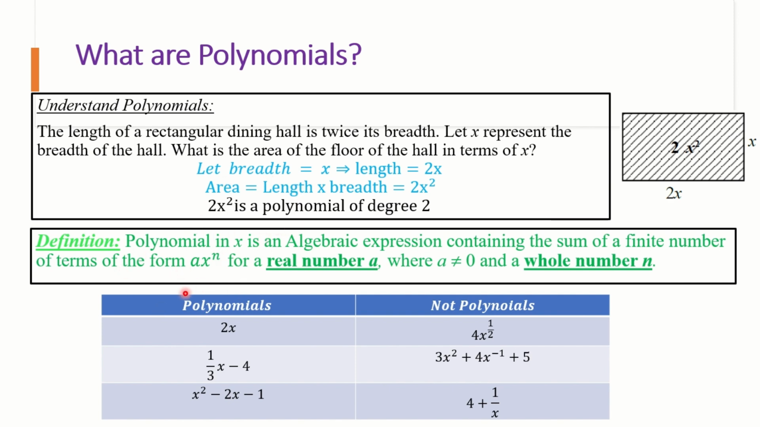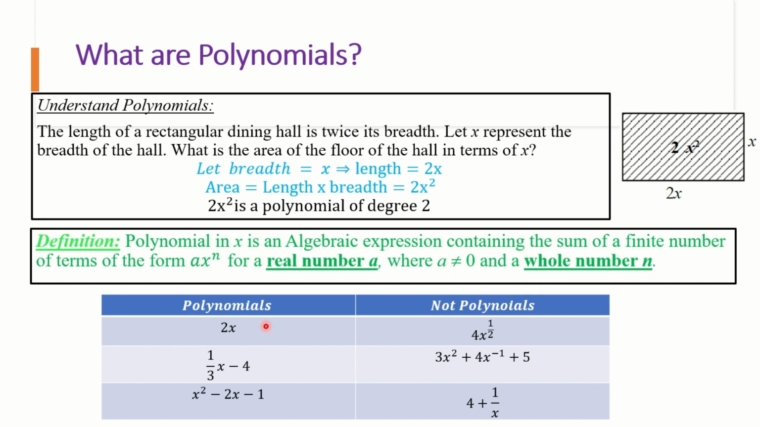A polynomial in x is an algebraic expression containing the sum of a finite number of terms, in the form of a into x to the power of n, for a real number a. Okay, a should be a real number and not equal to 0, and n should be a whole number. This is the most important definition. n should be a whole number.